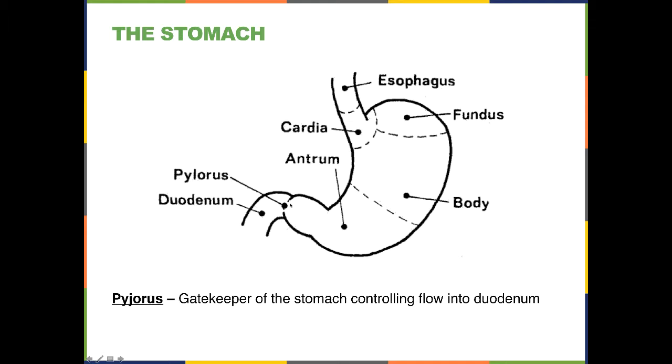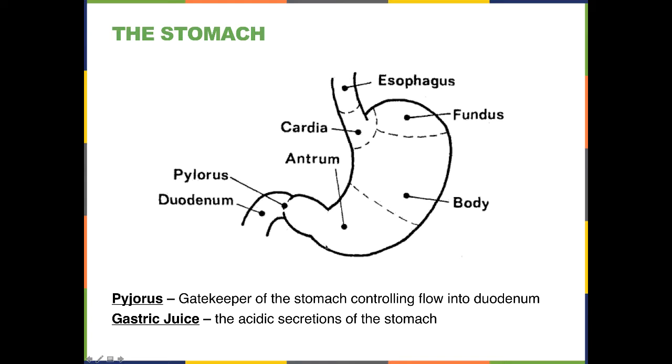Now, the pylorus is important because it acts as the gatekeeper to prevent food from going into the duodenum before it's ready. And it controls the flow of material into the duodenum. And there are certain signals, primarily the liquidness of the chyme, that tell the pylorus that food is ready to go into the duodenum. The antrum is important because it's where most of the acid and pepsin is produced. And then the food primarily is chewed up in this area here.